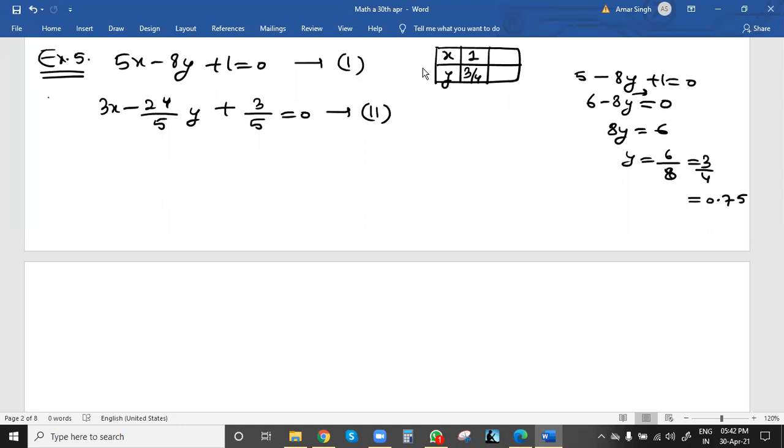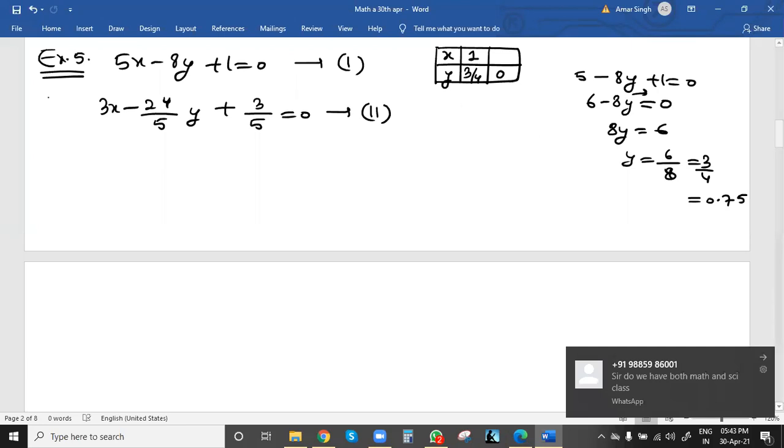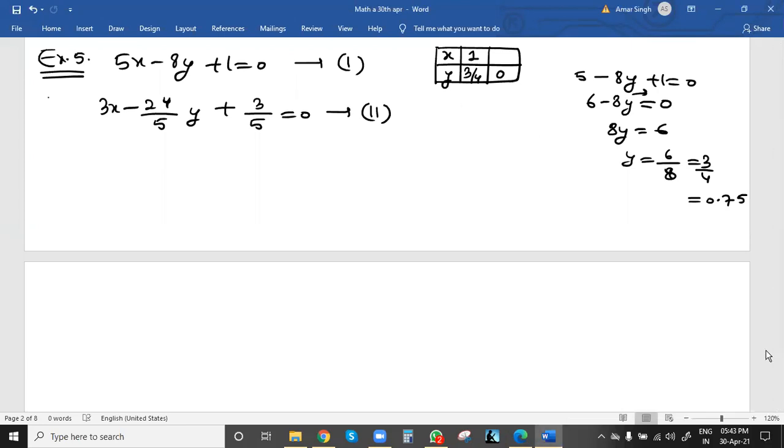One more point we can take. Suppose we take y value 0. So what will the x value be? With y equal to 0, 5x minus 0 plus 1 equal to 0. So 5x equal to minus 1, x will be minus 1 by 5, which is basically minus 0.2.